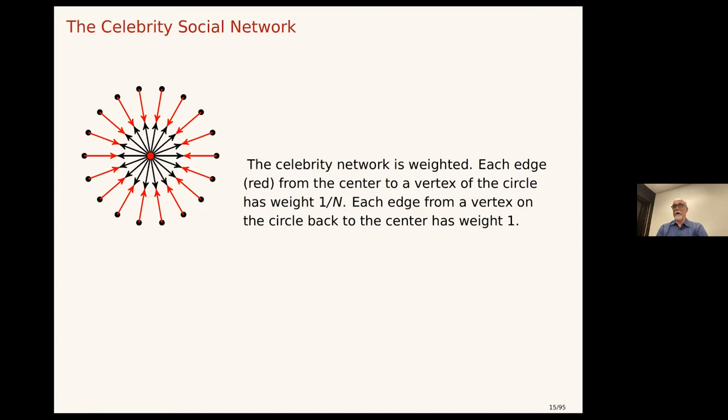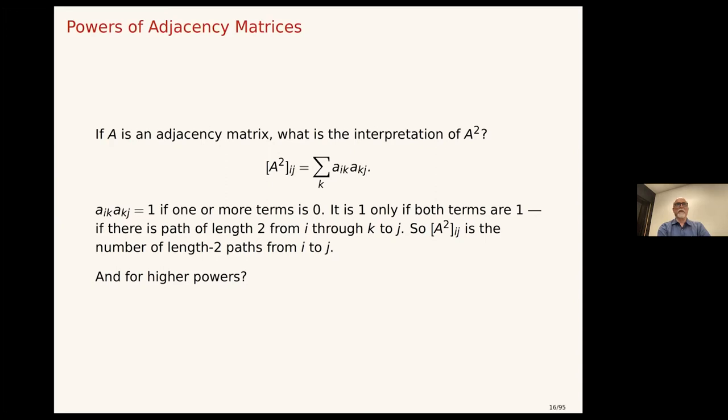But this is the way that celebrities really work, right? There's a lot of influence going out, little bits of influence coming back in, and we can capture that in this graph. So this is an example of using a graph to describe a social situation. So now let's get to the mathematics.